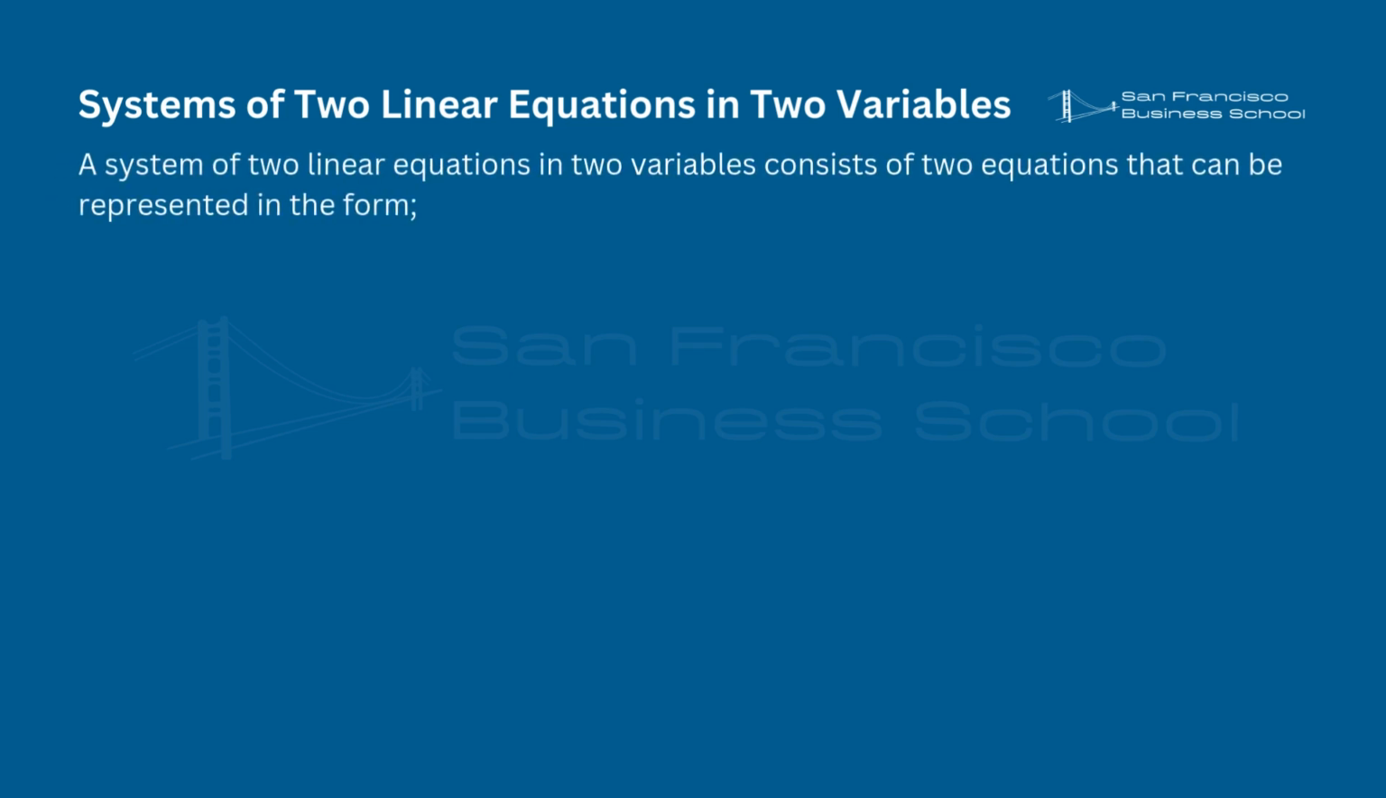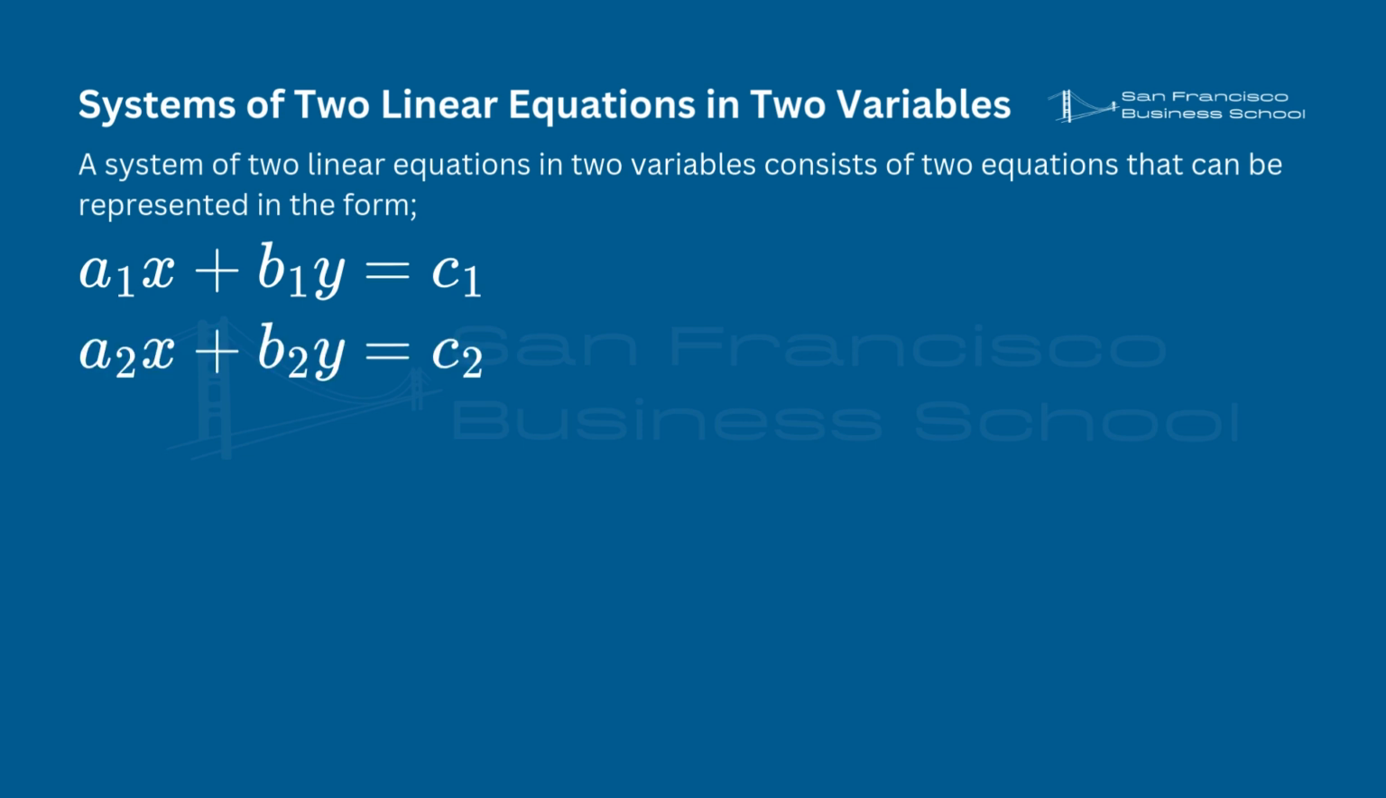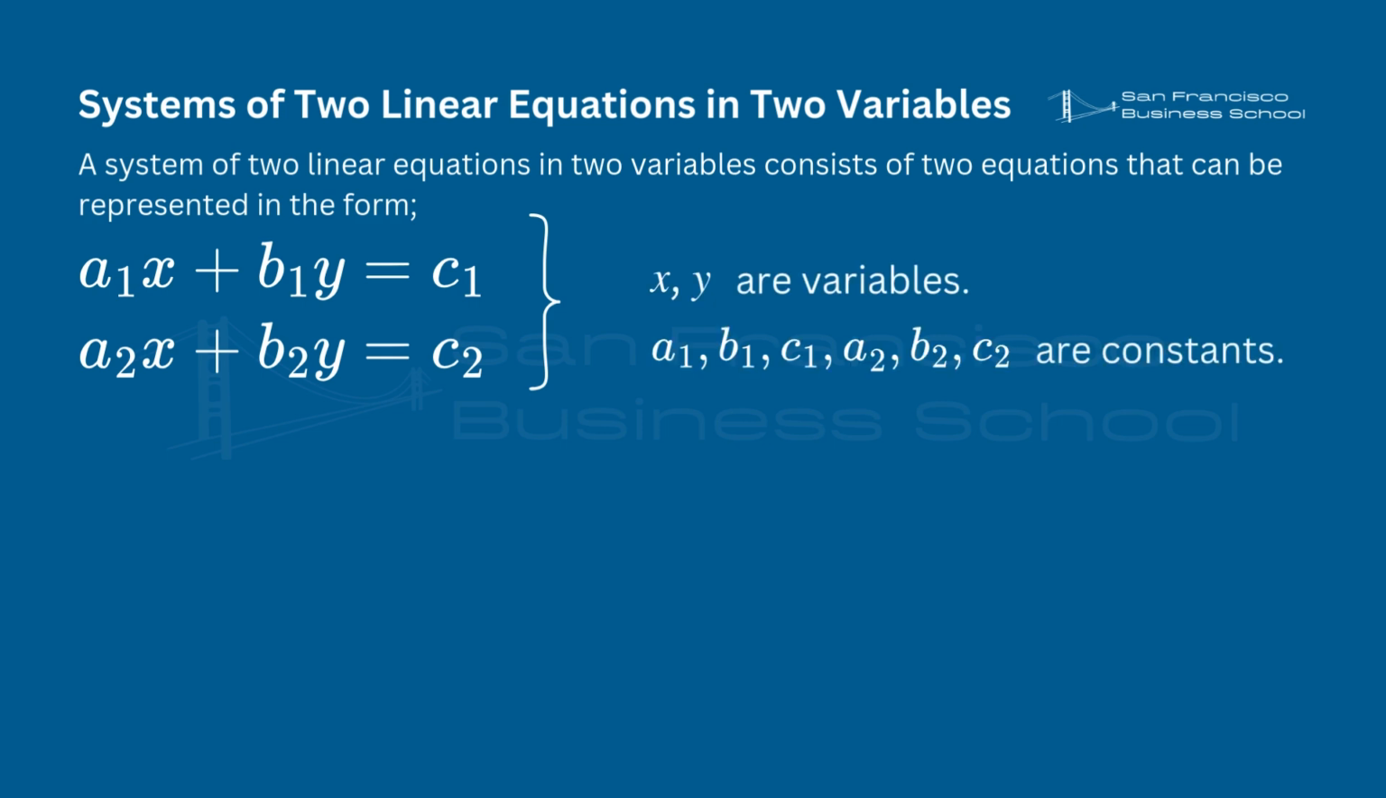A system of two linear equations in two variables consists of two equations that can be represented in the form a1 times x plus b1 times y equals c1, a2 times x plus b2 times y equals c2, where x and y are variables, and a1, b1, c1, a2, b2, and c2 are constants. Each of these equations represents a straight line in the xy plane.